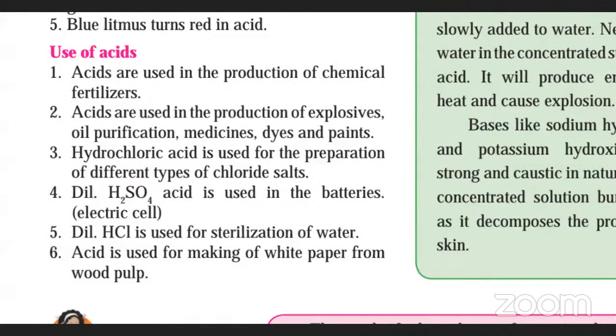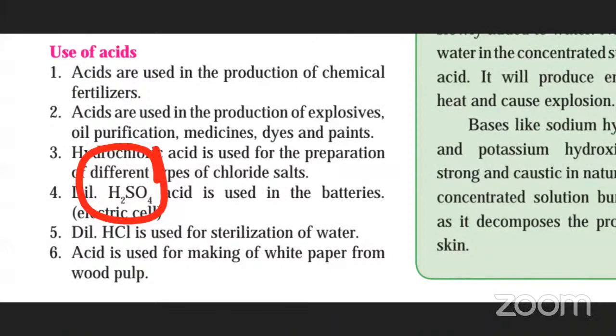Then they are used for the making of paints and medicines. They are also used in batteries, whatever cells we are using, in remote controls, toys, and other electronics. The batteries or cells contain H2SO4, which is known as sulfuric acid. See point number 4: H2SO4 is used in batteries, electric cells. Again, it is an acid. So acids have so many uses. Here 6 uses are given. You can study any 4 uses.